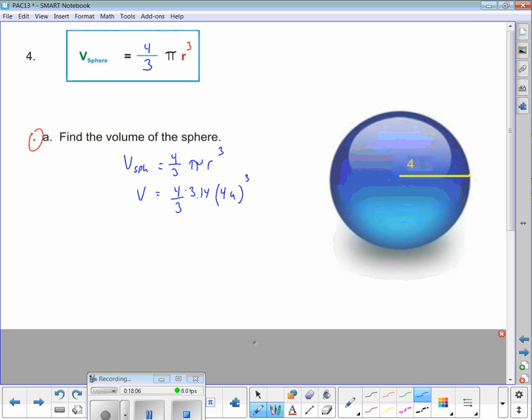You should have a cube button on your calculator. If you do not, look up at the screen. If you don't have a cube button, you either have an X to the Y button, a Y to the X button, or a caret button. All of those allow you to do an exponent. You would punch in the base, the 4, hit that button, and then punch in the 3, the exponent. Or you can do 4 times 4 times 4. But it's good to figure out your buttons on your calculator. Go ahead and multiply that out. See what you get.